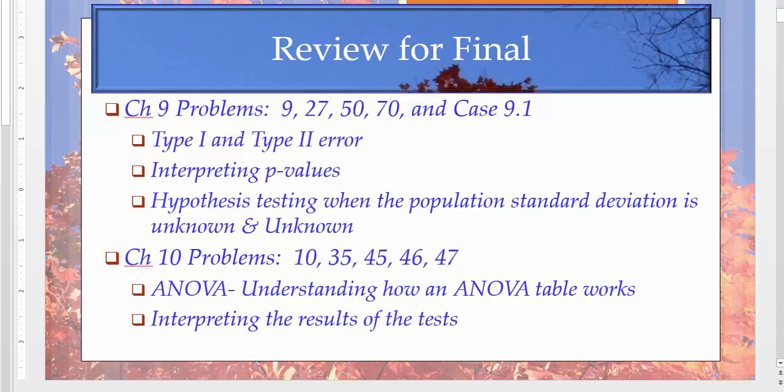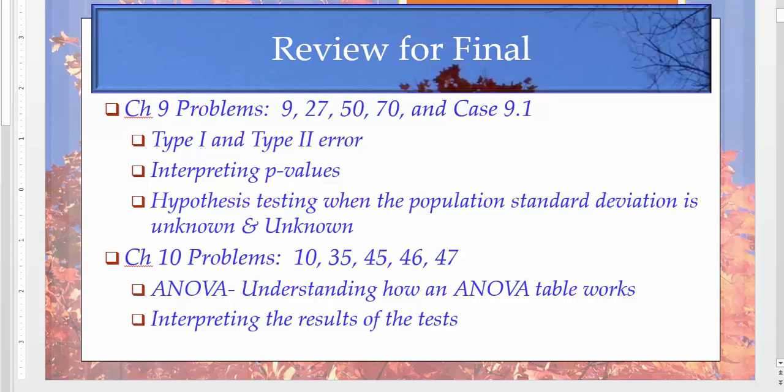So those problems I've listed there are problems that either will be on the test or something like them will be on the test. So knowing how to do those should prepare you for everything you need to know in Chapter 9. Chapter 10 problems are listed there, 10, 35, 45, 46, 47.